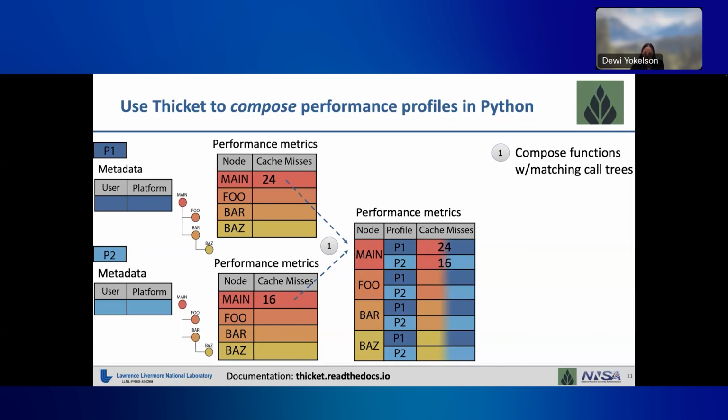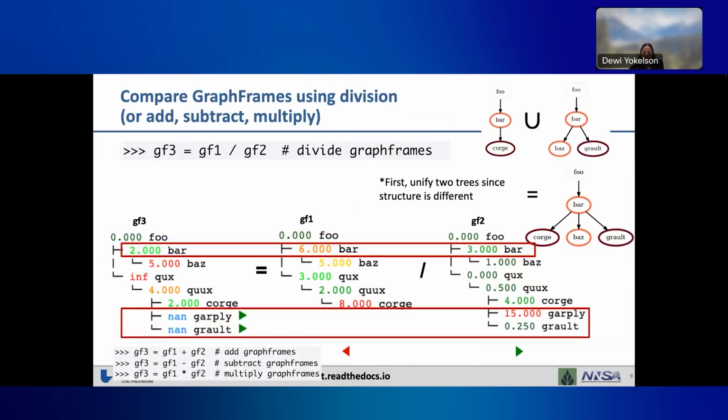So it's not that you're dividing graph frames, you're dividing the actual values that are the data present in your graphs, right? So these numbers are coming from those metrics.